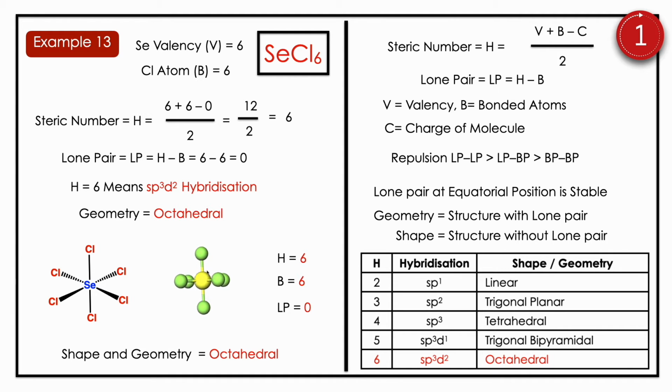Then let us look at example 13. Selenium hexachloride. Here selenium is the central metal atom. Valency is 6. Chlorine atoms are 6. So if you substitute in the steric number, H equals 6 plus 6 minus 0 by 2, which gives 12 by 2, 6. So lone pair will be H minus B, which is 6 minus 6 equals 0. H6 means sp3d2 hybridization, which is octahedral. Since lone pair is 0, exactly the structure will be octahedral. Both geometry and shape are octahedral.